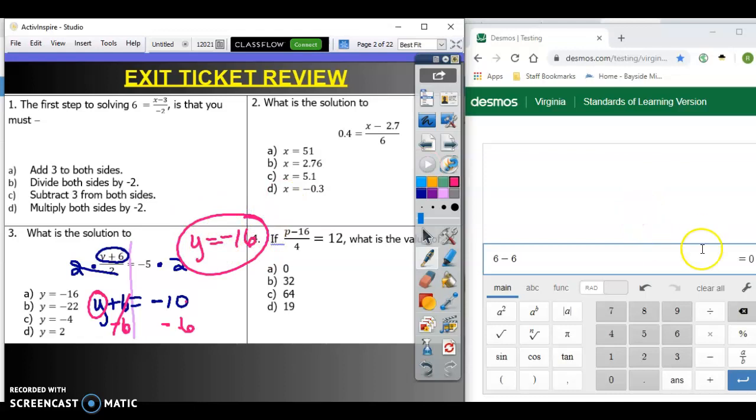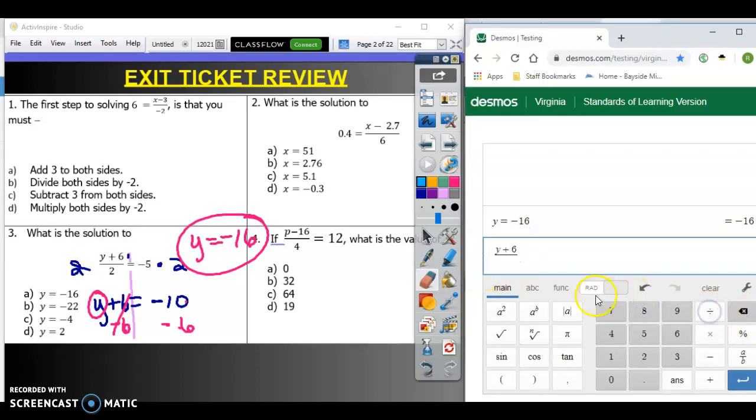So the first thing you type in is y equals negative 16. And then we're going to type in the question part, which is just here, (y plus 6) divided by 2. And it says the answer is negative 5. And when I look back over here, it is negative 5. So that means that is the correct answer.